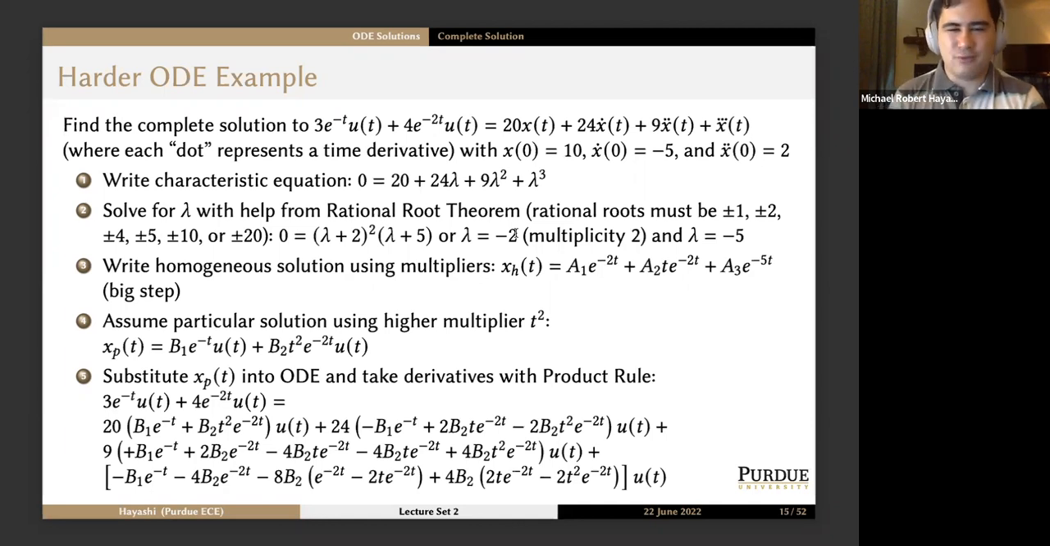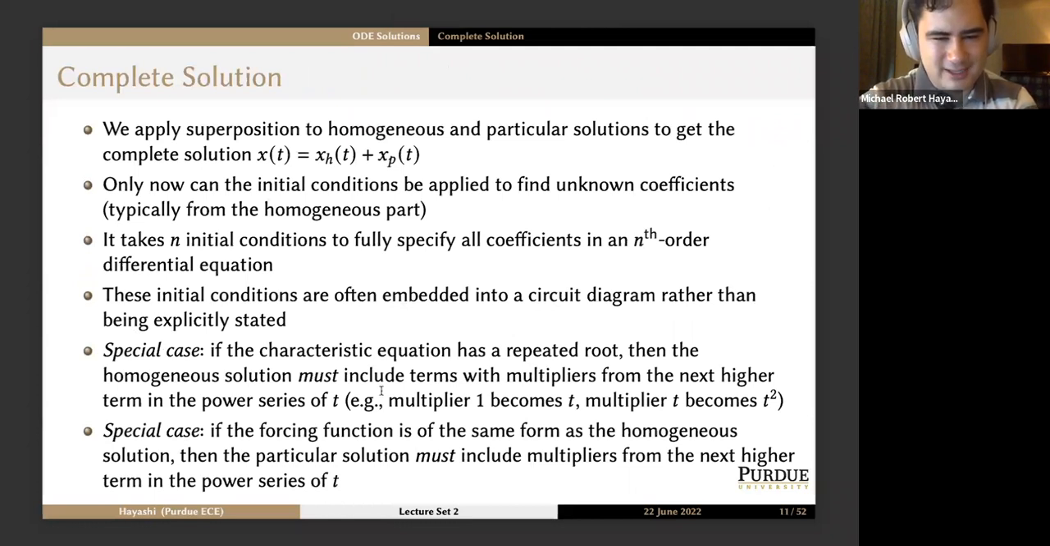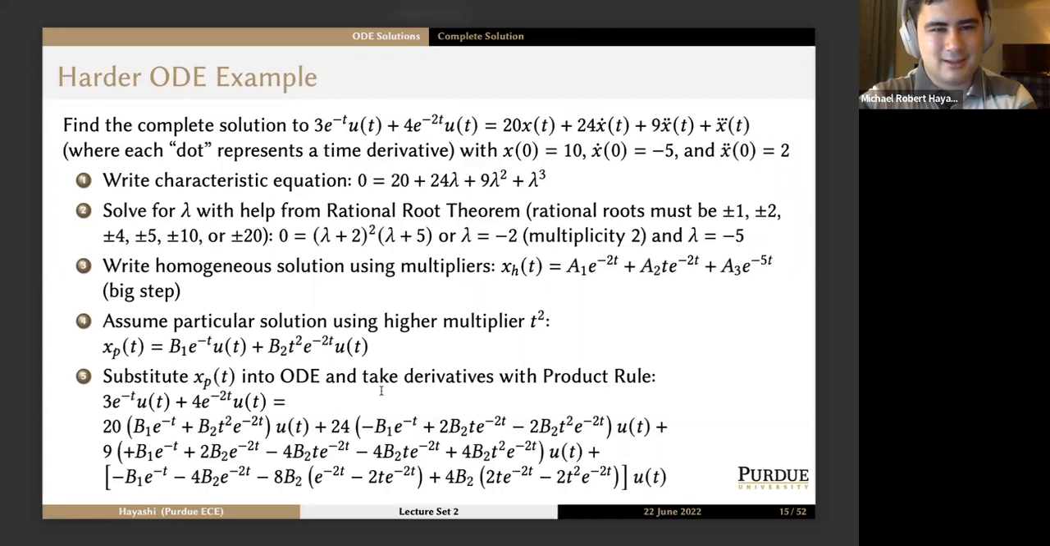So because we have a repeated root, back on slide 11, we applied the first special case, and we get that the natural solution is a1 e to the minus 2t plus a2 times t e to the minus 2t plus a3 e to the minus 5t. So this was a big step for us. Partial credit awarded.